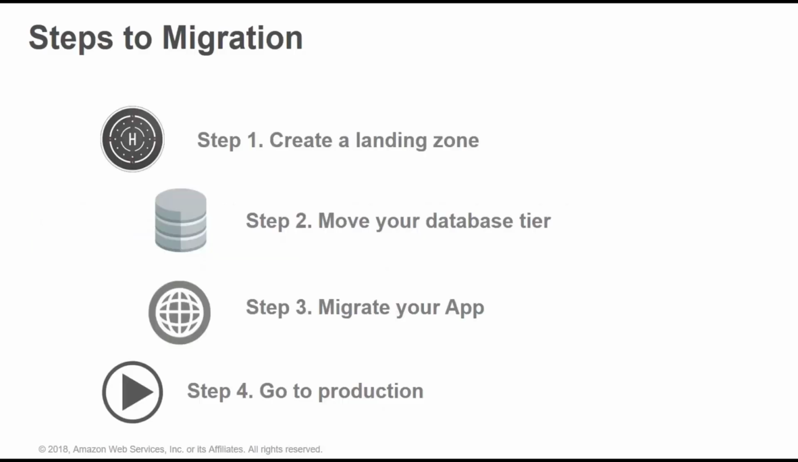So there are 4 simple steps to migrating your Microsoft applications to AWS. The first step is to create a landing zone. The second step in the process is to move your database tier. The third step is to migrate the application. The application generally depends on the database tier. And then the fourth step, after you've migrated both your database tier and your application, then you can roll over to production, and that's step 4.